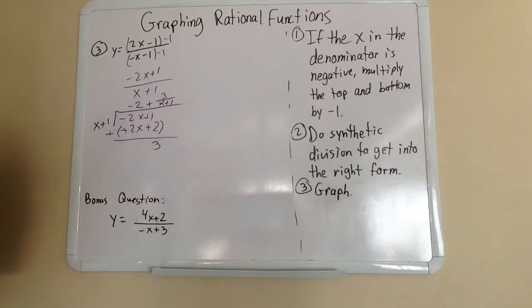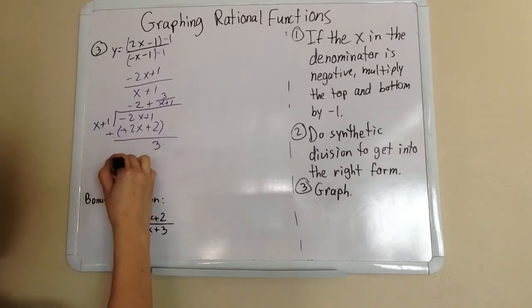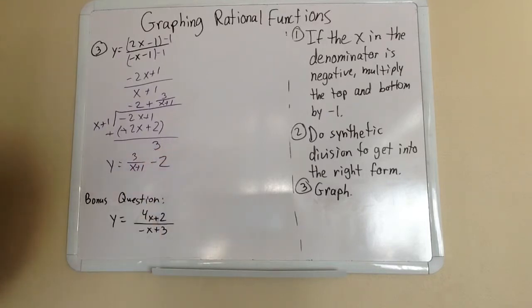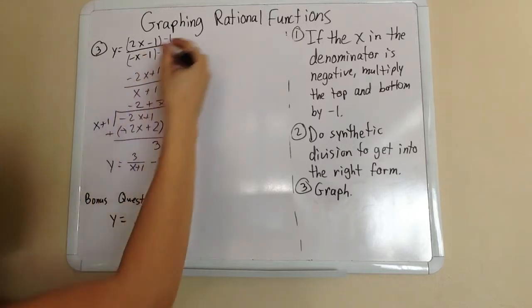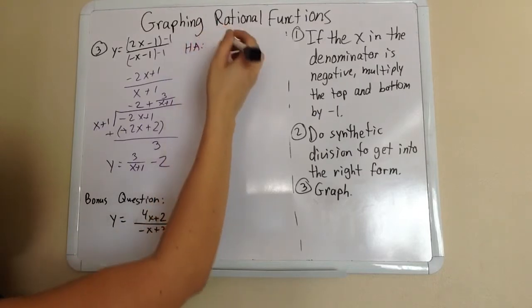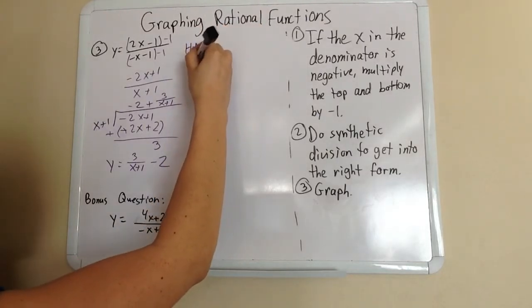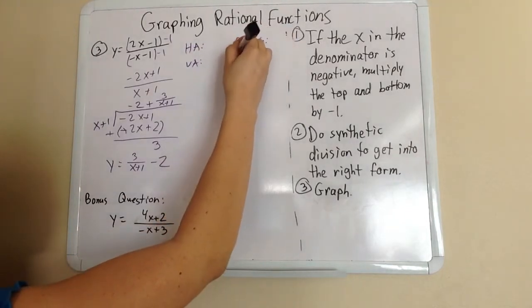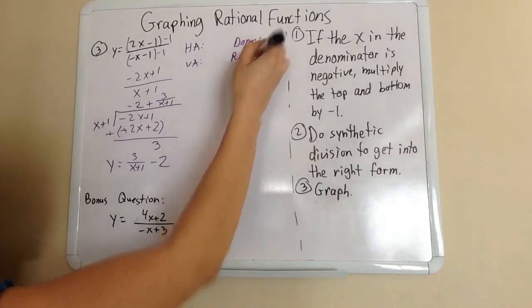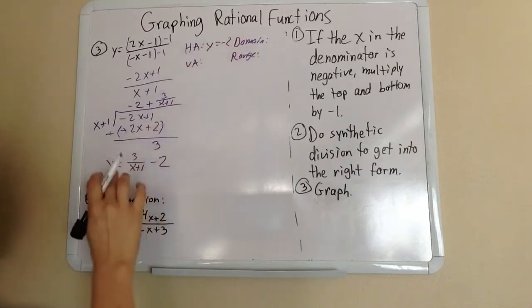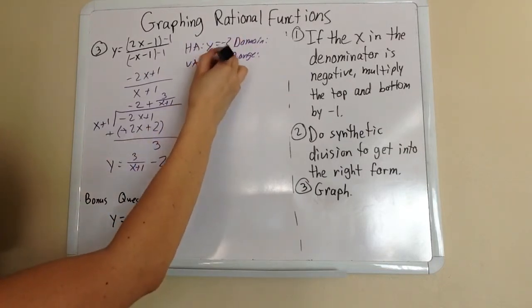Remember, this is not quite yet in the right form, so we're going to make it in the right form. So it's going to be y equals 3 over x plus 1 minus 2. Now I'm going to go ahead and, not graph it yet, because I still need to find all my stuff. So I still need to find the horizontal asymptote, my vertical asymptote, and the domain and range. And the range, okay. So my horizontal asymptote we can see is y equals negative 2. My vertical asymptote is x equals negative 1.